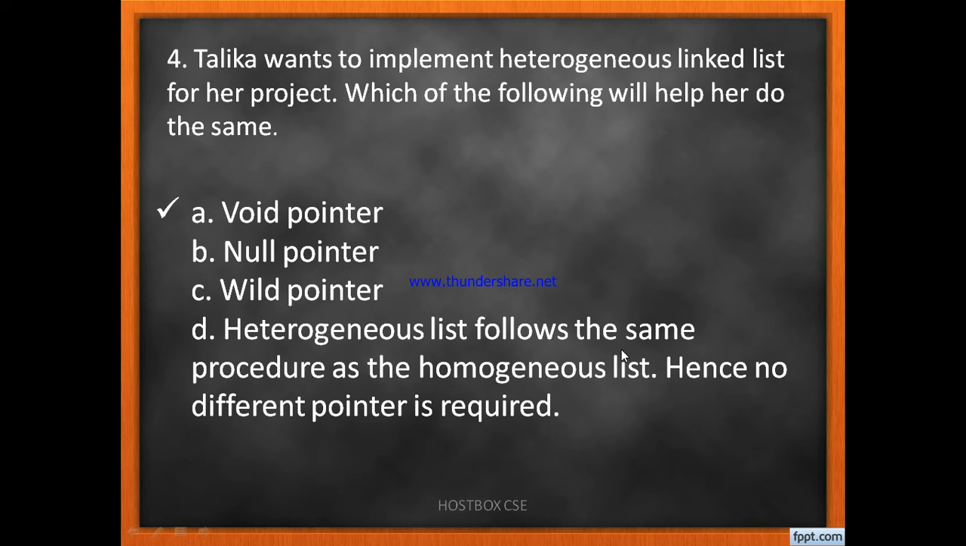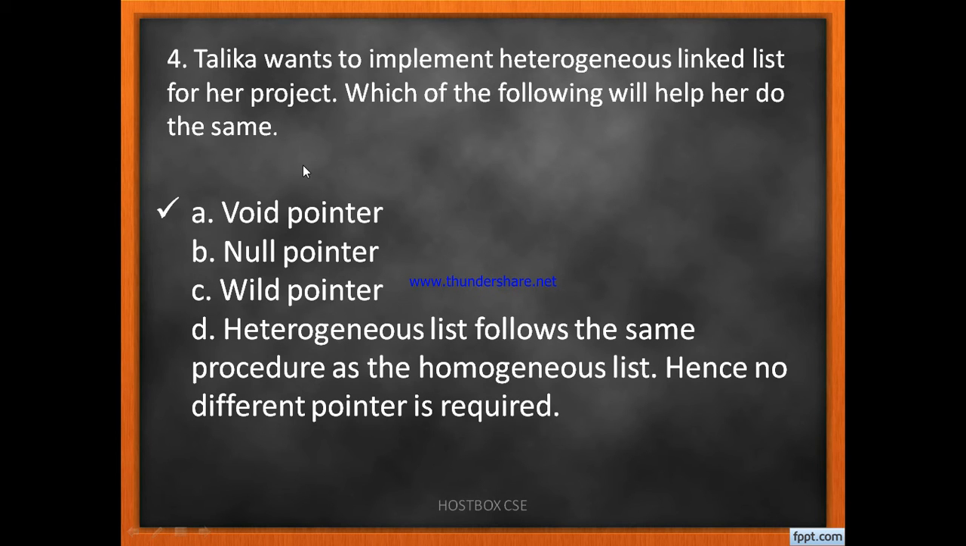Then a heterogeneous list follows the same procedure as the homogeneous list. Hence, no different pointers are required. So I am going to pick the answer void pointer. Why? Because the void pointer is the one that will work for all data structures, and we can't dereference the void pointer. So for that kind of reason, the void pointer is the one that will support it.